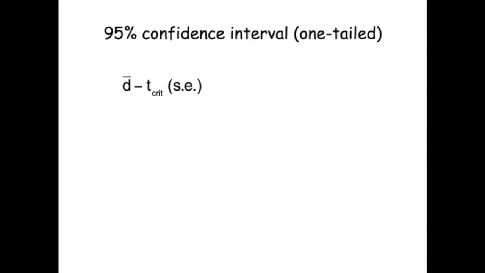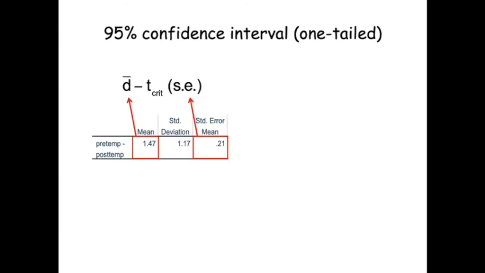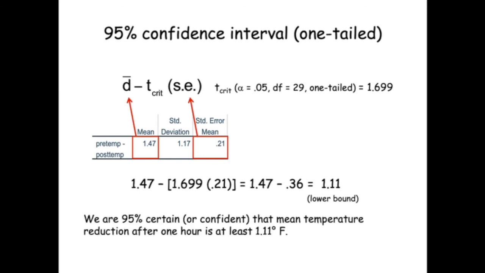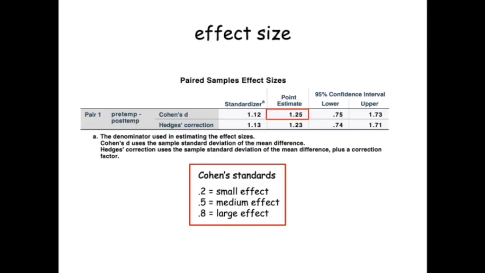We can estimate the size of the effect using a one-tailed confidence interval. We get d bar and the standard error from the t-test results, and find the critical value of the test statistic from a table. Plugging these numbers in, we get a lower bound of 1.11, and would say that we are 95% confident that the mean temperature reduction is at least 1.11 degrees Fahrenheit. A difference of 1 degree may not seem like much, but it is the equivalent of 1.25 standard deviations, which is a large effect size.